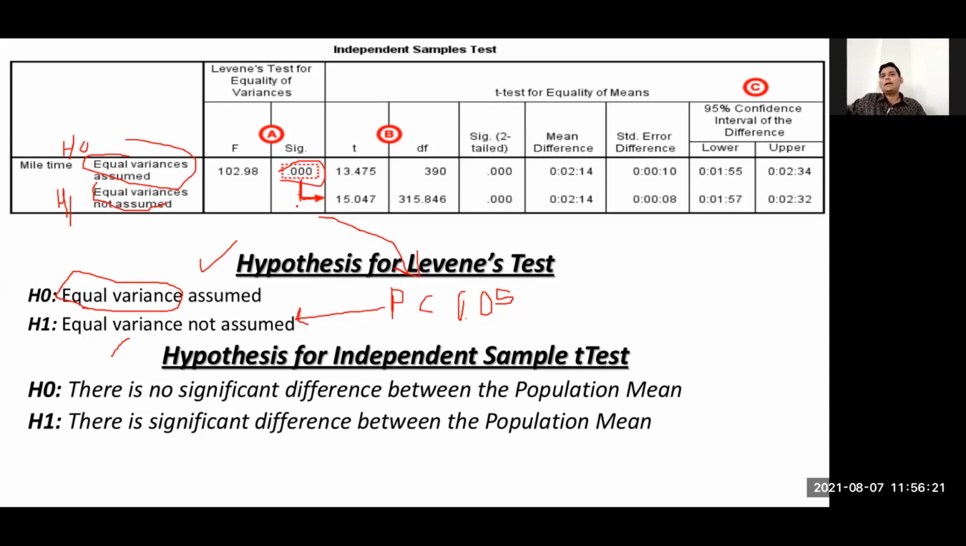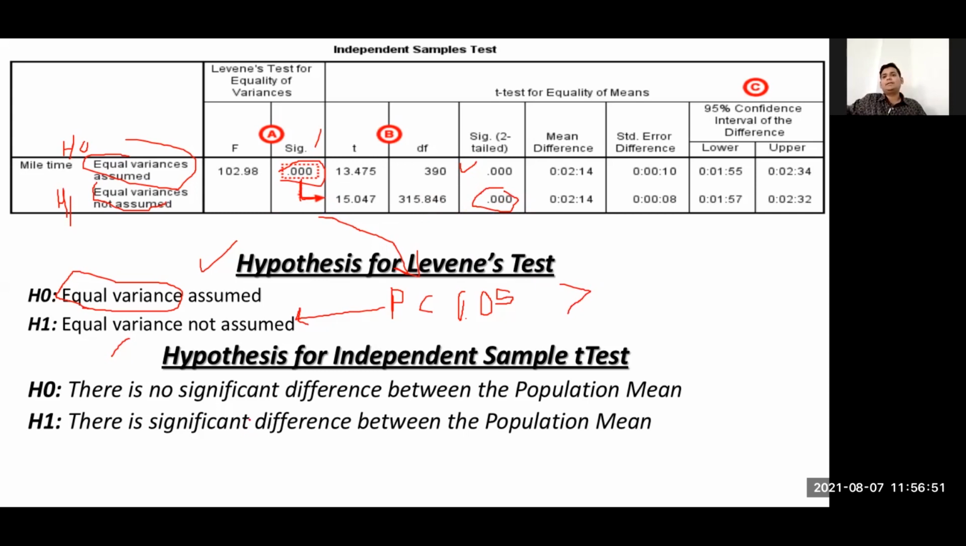So if your data has not proven the homogeneity, you can check this significance value. And if your data has proven homogeneity, meaning this significance level is greater than 0.05, then you have to see this result. But here your result is 0.000, so you cannot see the equal variance assumed result. You have to go for the equal variance not assumed results.